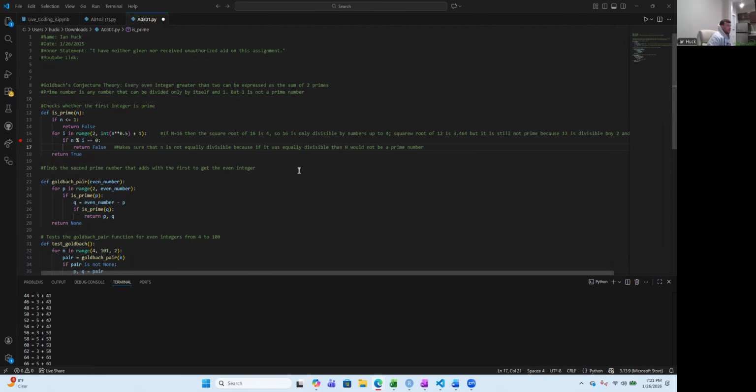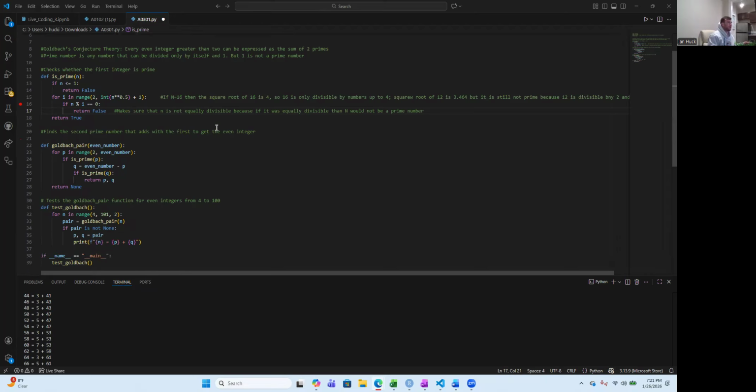Okay, cool. So for our third assignment, we are creating a program that is designed to test Goldbach's conjecture. Goldbach's conjecture states that any two prime numbers add up to every even integer greater than 2. For our purposes, we're only going to go up to 100. So the range is 4 to 100, because the next even integer after 2 is 4.